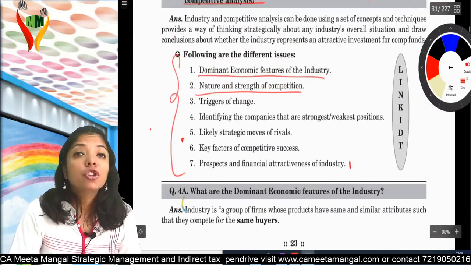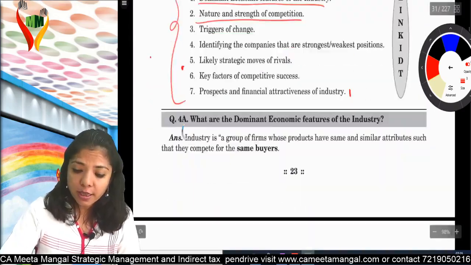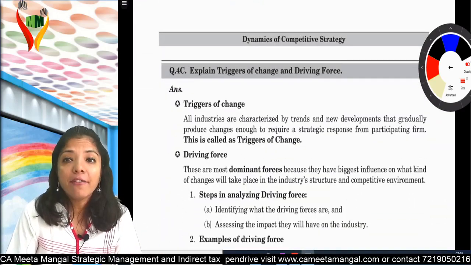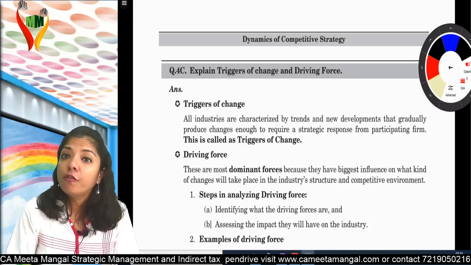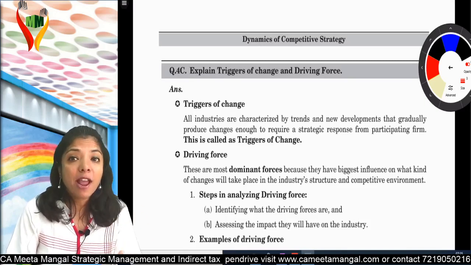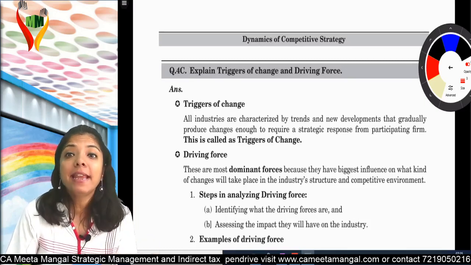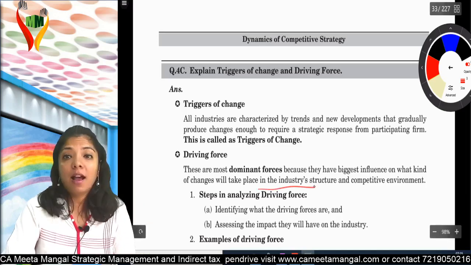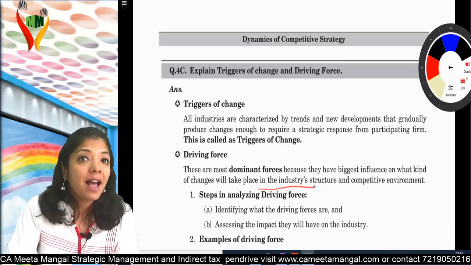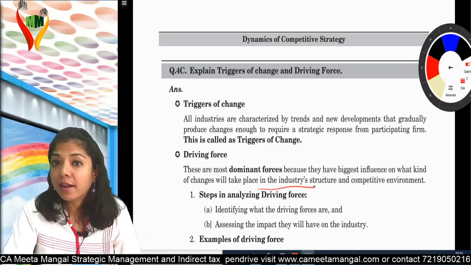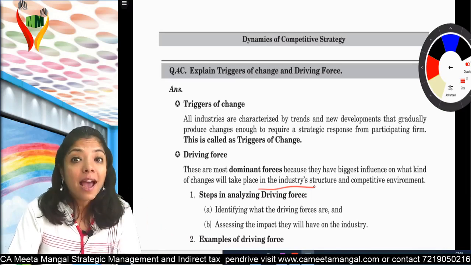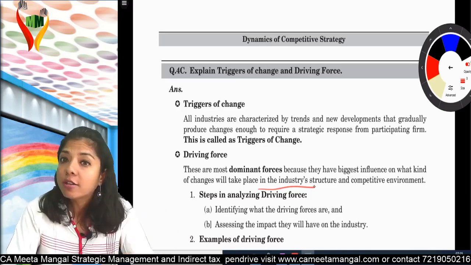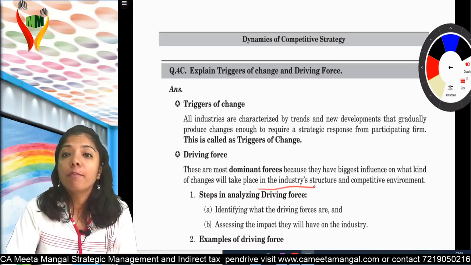What is the third issue? Triggers of change. Come to question number 4c. Explain the term triggers of change and driving force. See, let's understand first driving force. What is driving force? Driving force are the most dominating forces which affects the industry structure and the competitive environment. If any sort of driving force has happened, it will affect the whole industry. In that case, you need to change yourself immediately. If you will not change yourself immediately, forget success, you won't be able to survive.